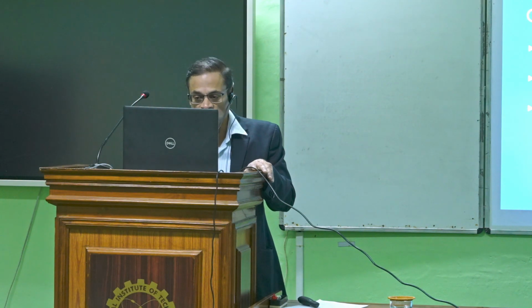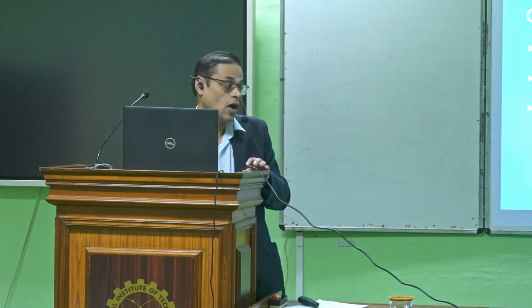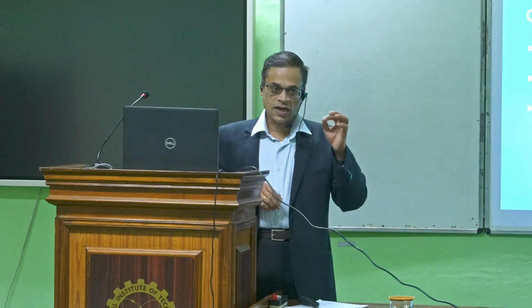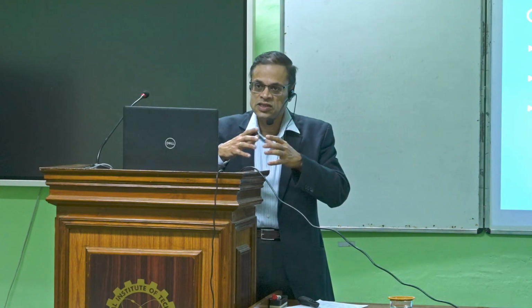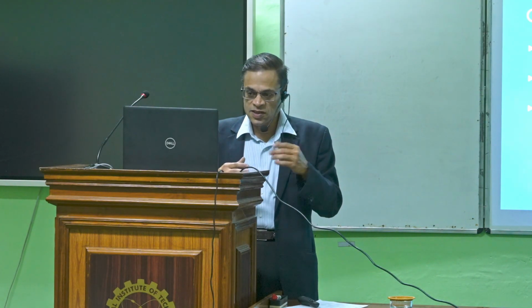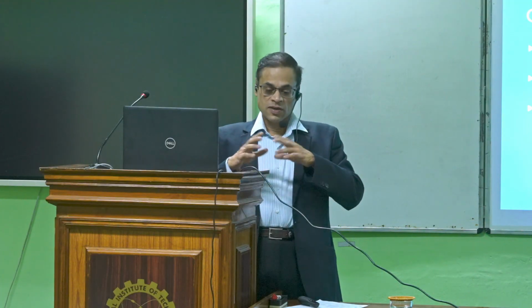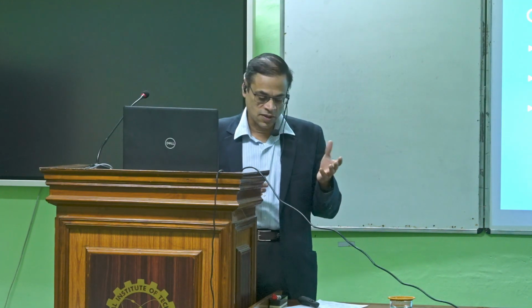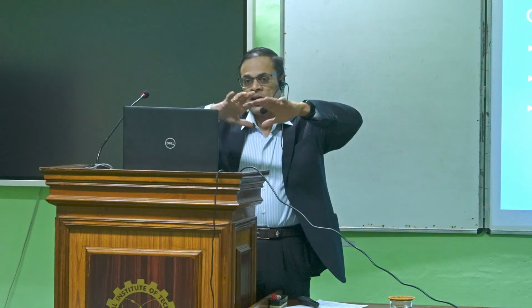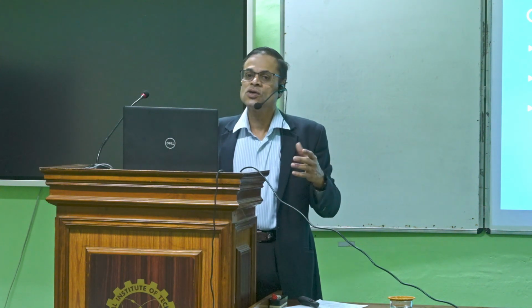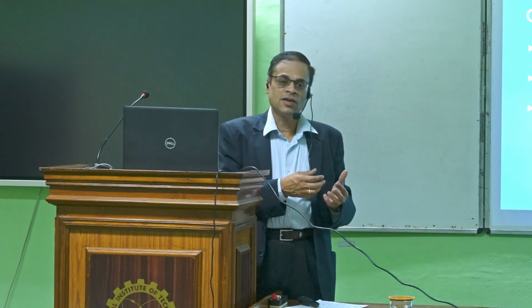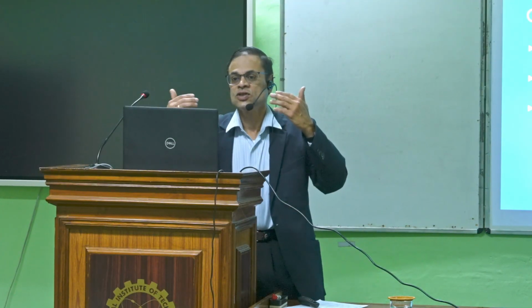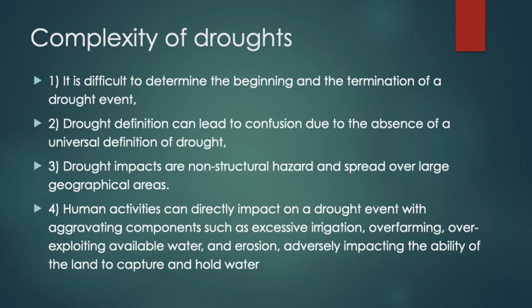Drought impacts are non-structural hazard and spread over large geographical area. It's not like floods happening in one small city or a concentrated area. But drought, when the rainfall fails, when there is deficit moisture, you are talking about the impact over a large area. So it's very difficult to quantify who is going to be affected more, who is going to be affected less. So that leads to another complexity.